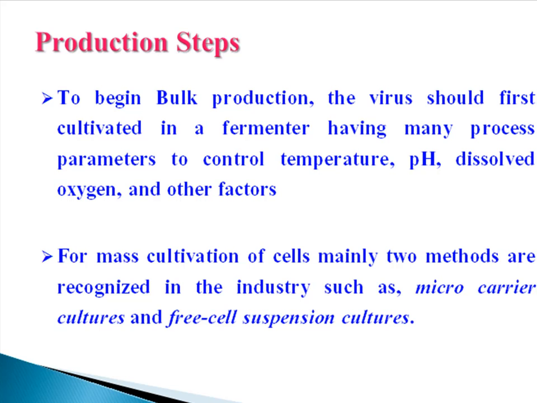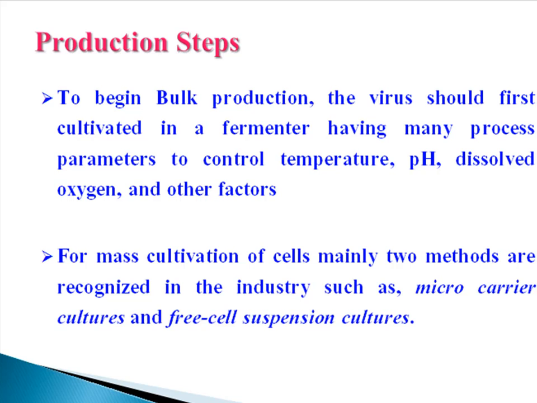Which are the steps we need to follow to produce this vaccine? To begin bulk production, the virus should first be cultivated in a fermenter having many process parameters to control temperature, pH, dissolved oxygen and other factors.